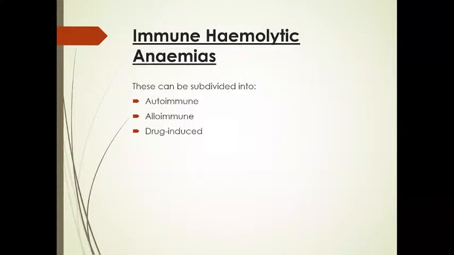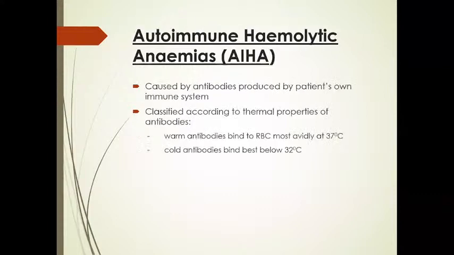All right, so again, we've talked about autoimmune against self, alloimmune against non-self, and some of the drug-induced immune hemolytic anemias are immune-mediated. So autoimmune: antibodies produced by the patient's own immune system, classified according to the thermal properties of the antibodies, or thermal amplitude. What temperature do these antibodies work best at? We call it a warm IHA if there are antibodies that are most efficient or bind most avidly to red cells at 37 degrees.